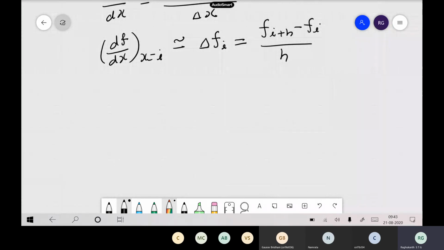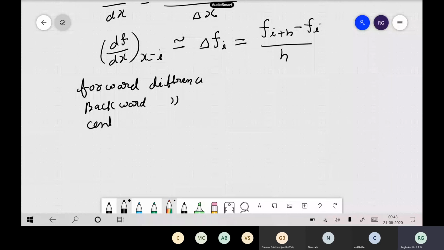Here there are three derivatives that most of you will be knowing. One is the forward difference, then there is what we call the backward difference, then we have the central difference actually. So which is the best one?